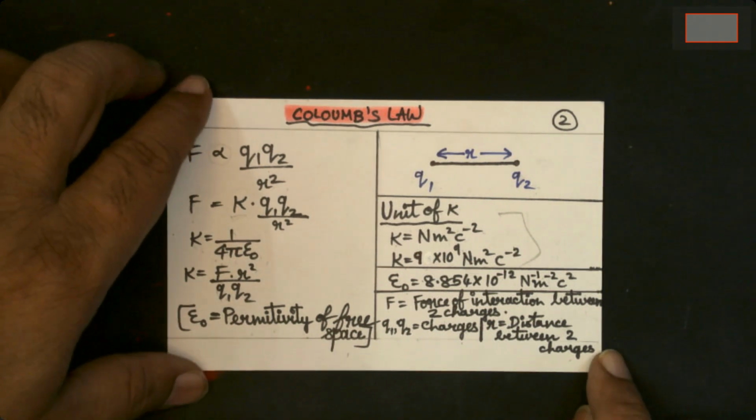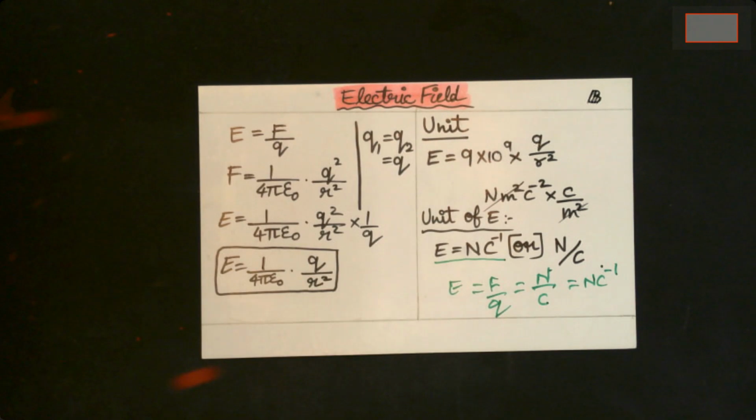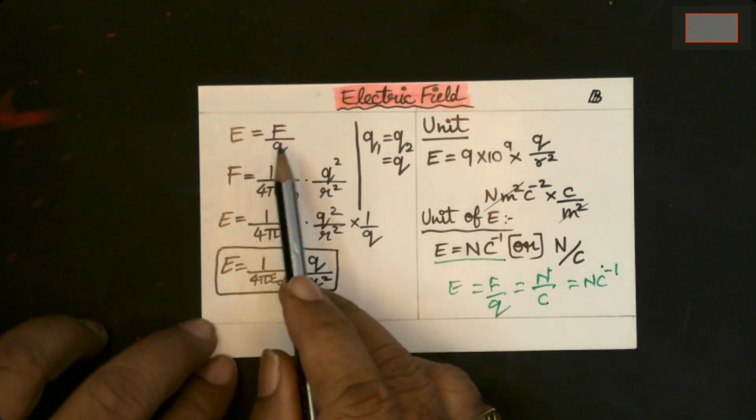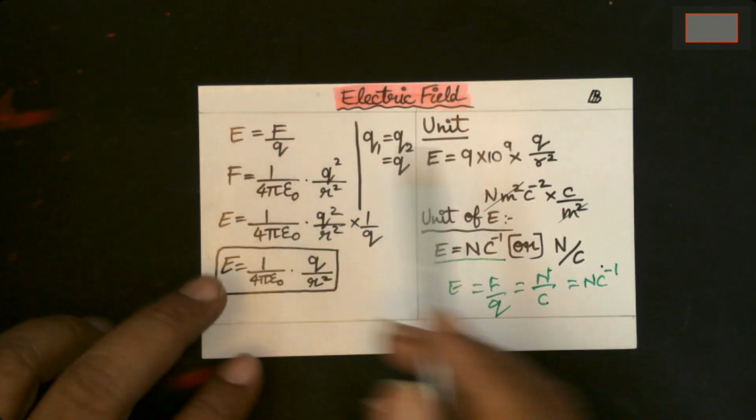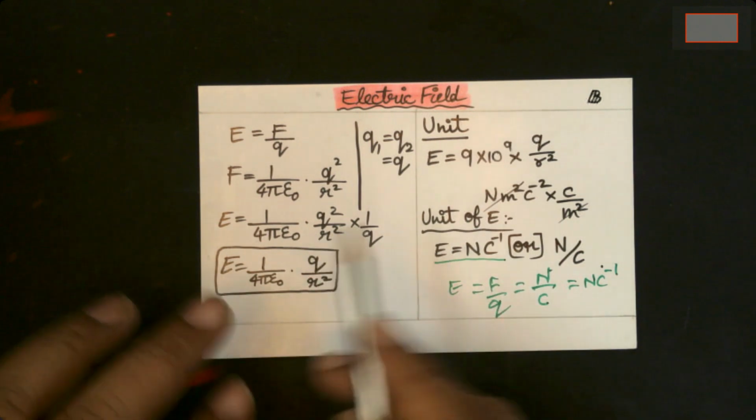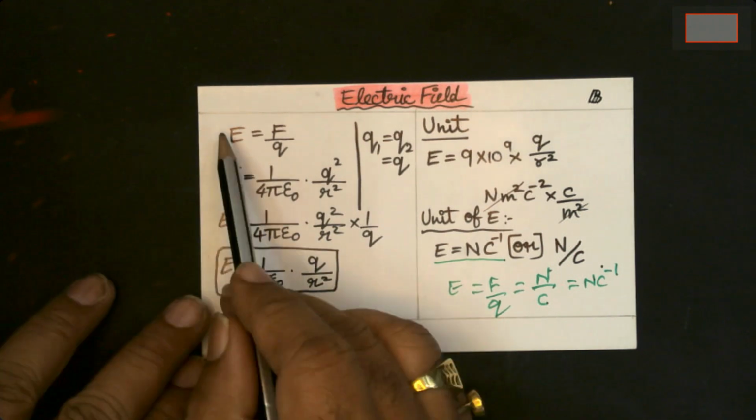Now let us proceed. Electric field. Electric field is the expression E is equal to F by Q, which is nothing but the ratio between the electric force and the charge. So E is equal to F by Q.